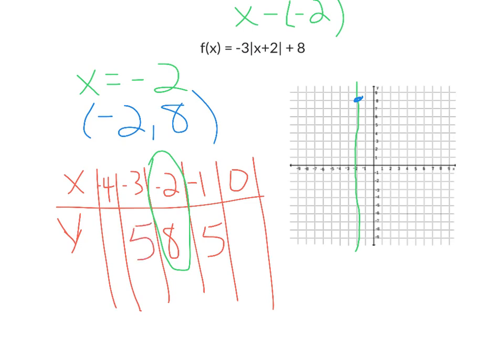Now if I plug in 0, 0 plus 2 is 2, the absolute value of 2 is 2, times negative 3 is negative 6, plus 8 gives me 2. And again, because of the axis of symmetry, I know that my input value of negative 4 will also give me an output value of 2. Now that I've created my table of values, I can plot my points and connect them so that I create the graph of my function.